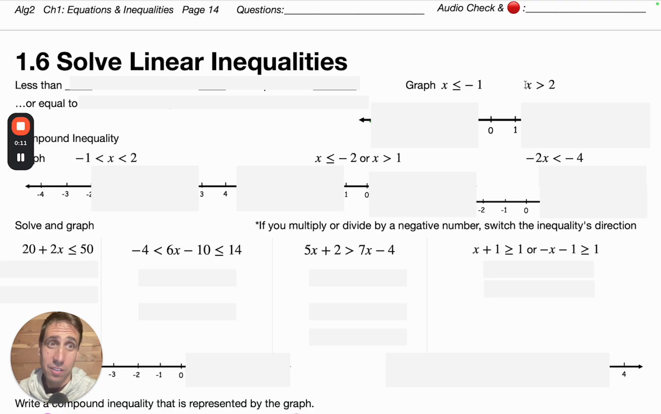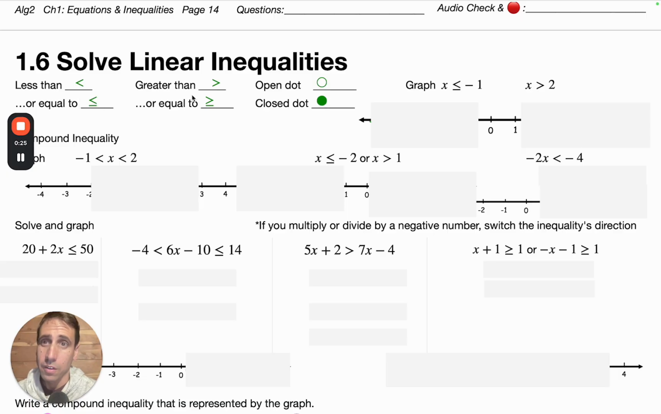Here we go. Inequalities look like this and like this. The less than symbol is here and the greater than symbol is here. When you graph them, they're graphed with an open dot. Now, less than or equal to is this, and greater than or equal to is this, so you graph them with a closed dot, like this.